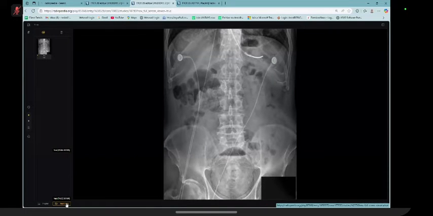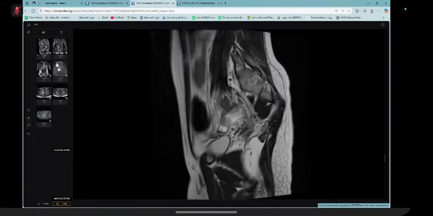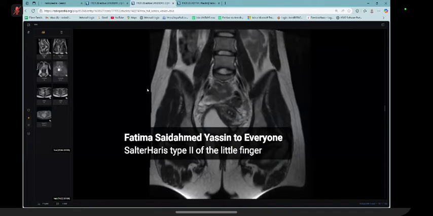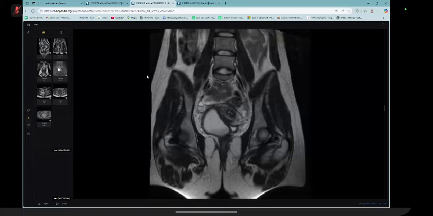Perfect. I'm sorry I'm going a bit fast because I have to show you all these important cases. Last case for you. If you could just scroll and give me the diagnosis and management for this one. This is also a very important case.